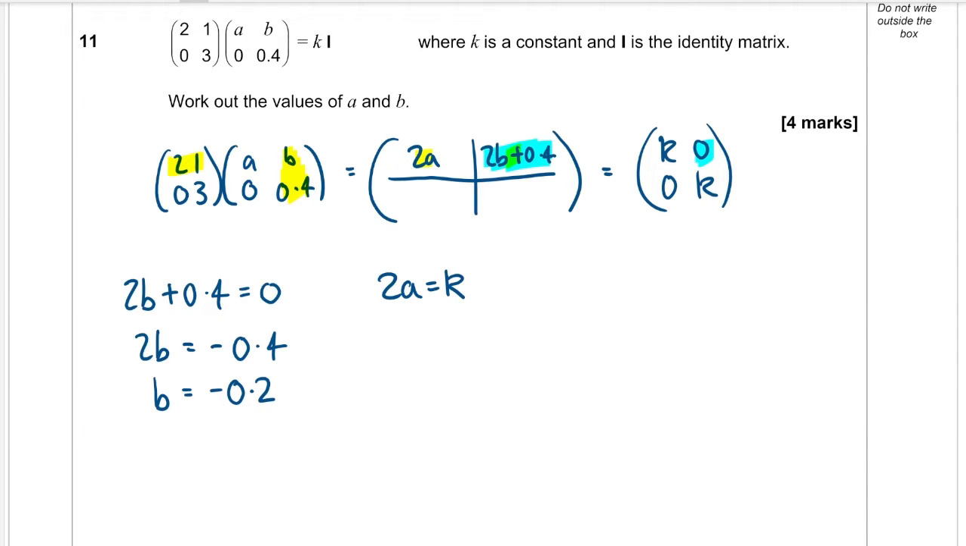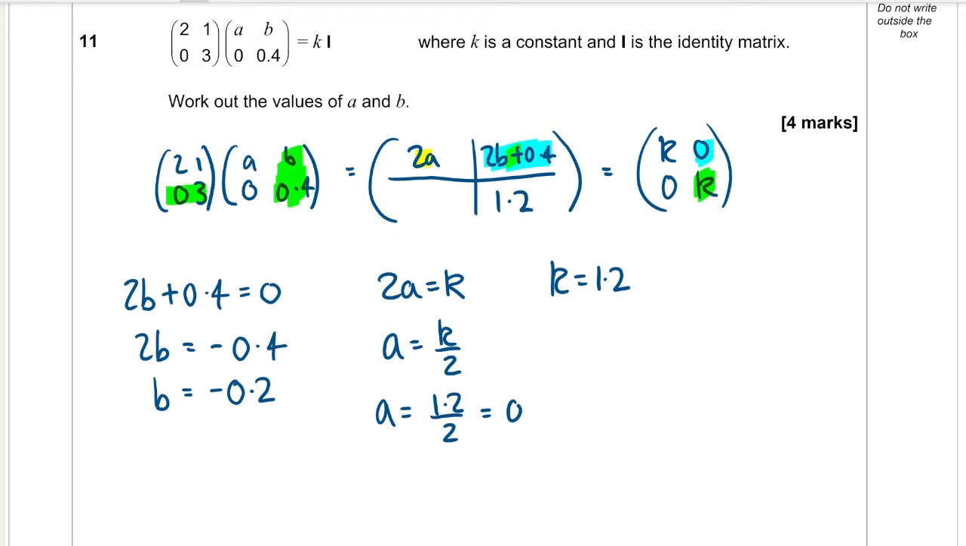So actually I need to find k, so I'm going to have to do another element of my matrix, and what I'm going to choose is the bottom right, because that has a k in it. So bottom right means I need to times the bottom row by the right column, and that's going to give me 0b and 3 times 0.4, which is 1.2, and that's going to equal the bottom right, which is k. So k is equal to 1.2, so therefore a is equal to k over 2, so a is equal to 1.2 over 2, which is 0.6.